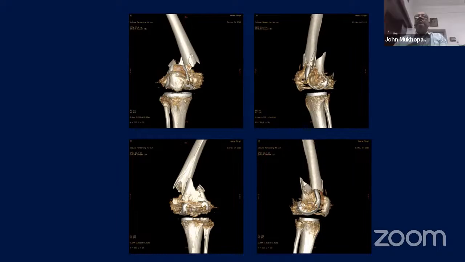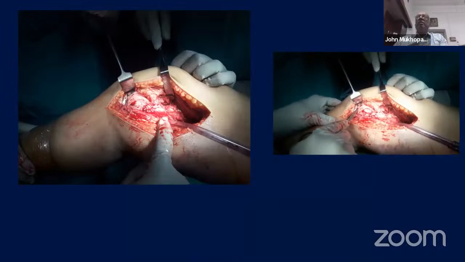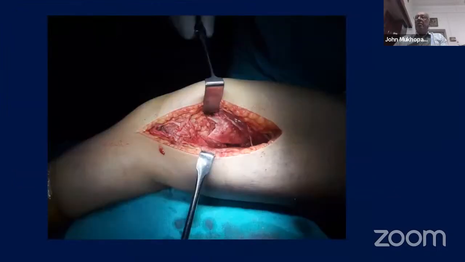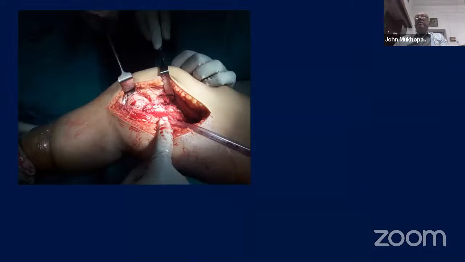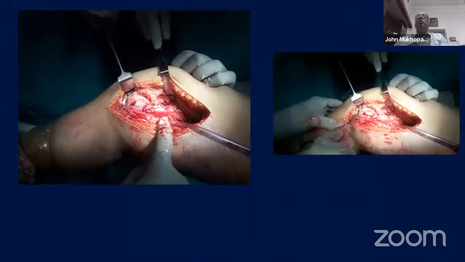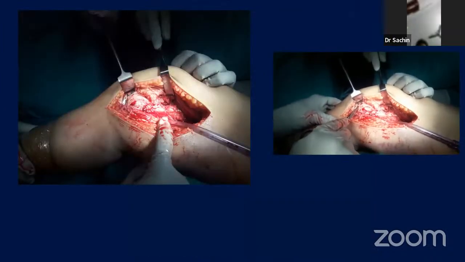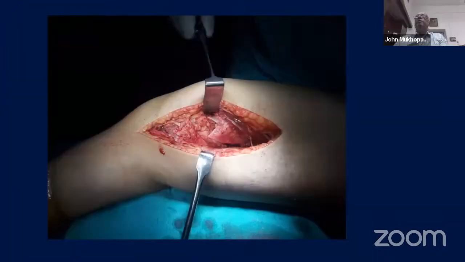Okay, so this is the fracture. So that just is a short video showing you that the implant is stable.